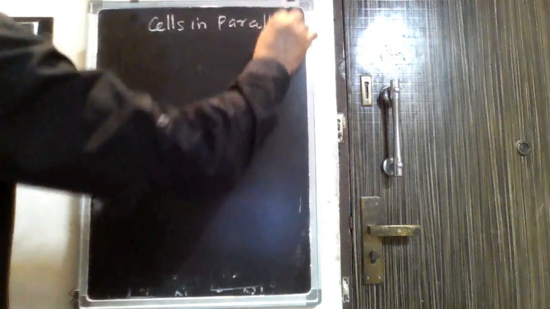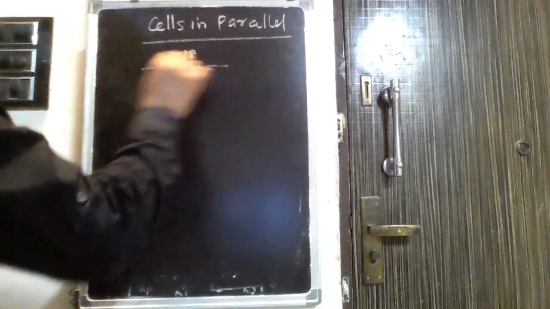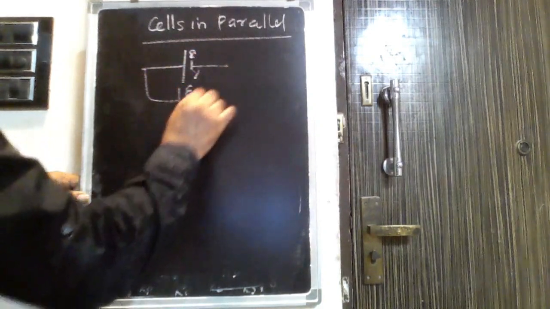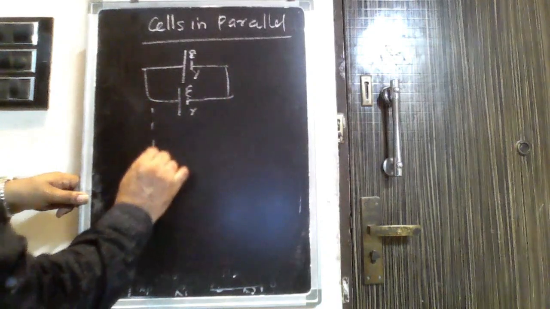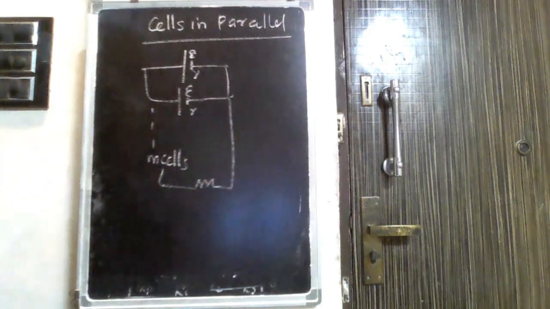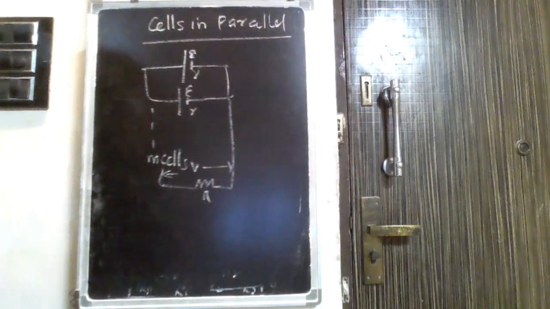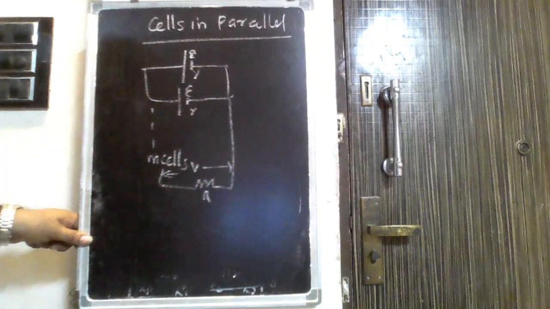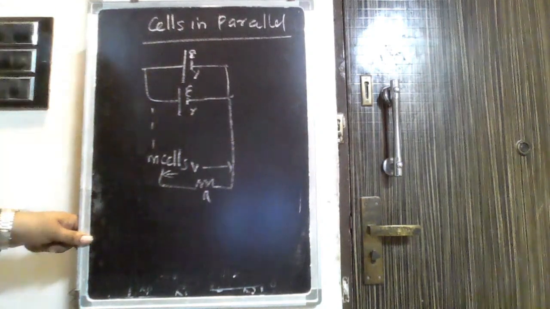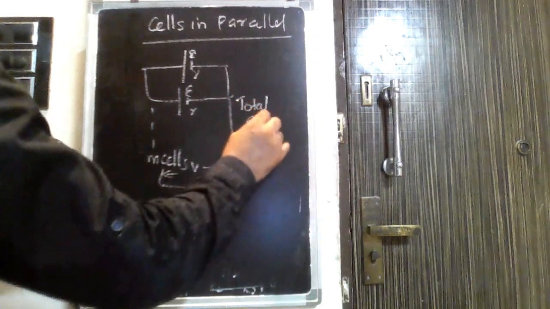So now put cells in parallel. Same cells in parallel. That means you have same EMFs now. Cells in parallel. So you have number of cells, each with EMF E and small r, E small r. Like that, you have m cells and resistor R. The voltage is same. Now, if you have hundreds of batteries in parallel, the total EMF will also be E only. So you should not be confused about what I should do for EMF.